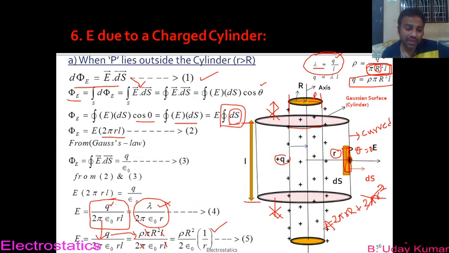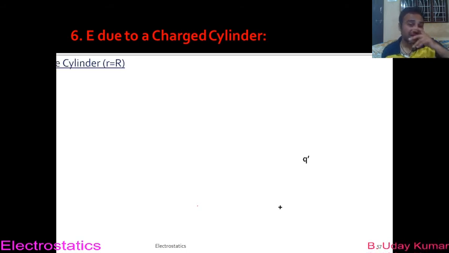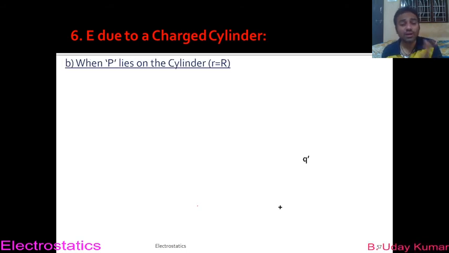You can stop here itself if you want in board examination, and if you want to write it in terms of lambda and rho, you can extend 2 more steps here. Okay, so let us move on to our next slide now. So finding the electric field intensity at a point outside the cylinder is completed.